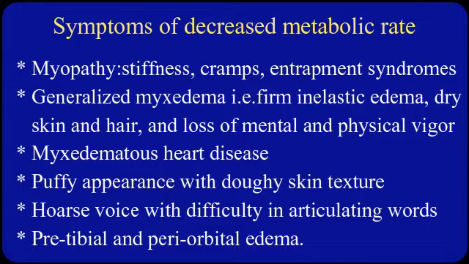vigor. Myxedematous heart disease can also develop in this situation, and if we check the skin texture, it would be a puffy appearance with doughy texture. The person's voice changes. A hoarse voice with difficulty in articulating words while normally speaking is affected in cases of hypothyroidism, and very commonly pretibial and periorbital edemas are observed. Pretibial means just before the tibial bone, and periorbital means around the eye socket.